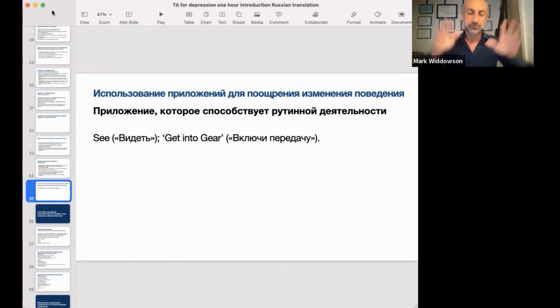Now, I must admit some sort of commercial interest in this, but one app that I would recommend to you is called Get Into Gear. You can find this on the App Store on both Android and iPhone. It's very orange, the icon for it. Now, it's only in English at the moment, but if you've got clients who can read and speak English, then I guess they will be okay with it.